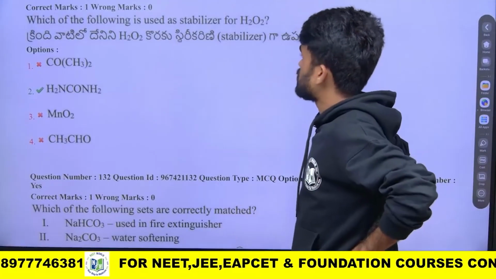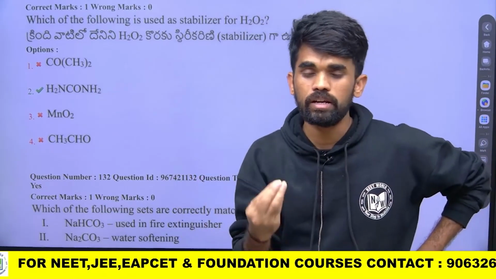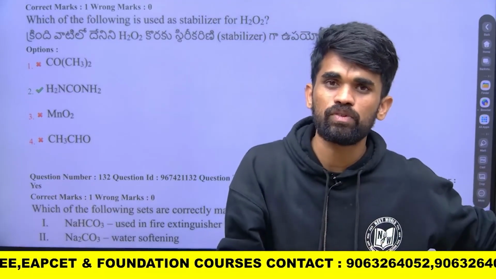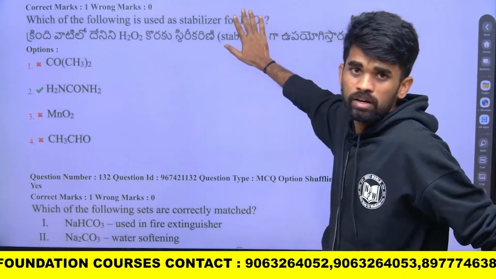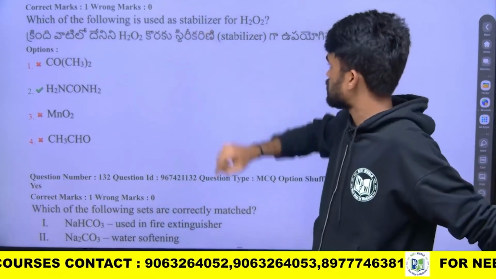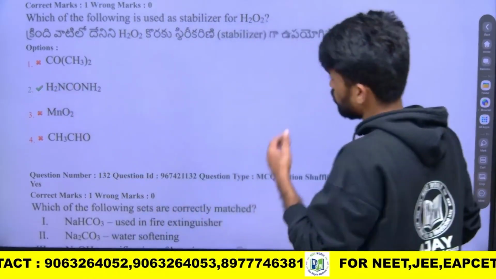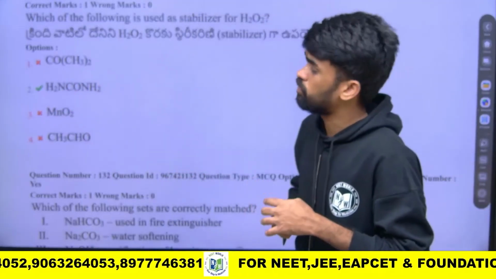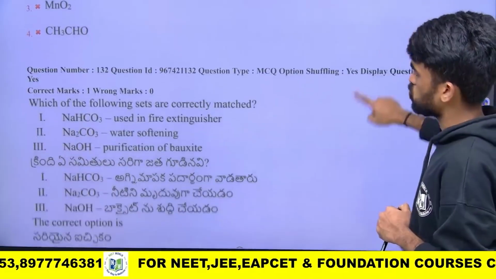So for stabilizer, see, H2O2 hydrogen peroxide easily decomposes to form H2O and oxygen gas is liberated from it. So in order to make it not undergo decomposition, to stabilize it, we will be using stabilizers. So the stabilizer here we will be using is urea. So what compound will we be using as a stabilizer? Urea is the stabilizer used for H2O2. Okay, that is a direct question again.